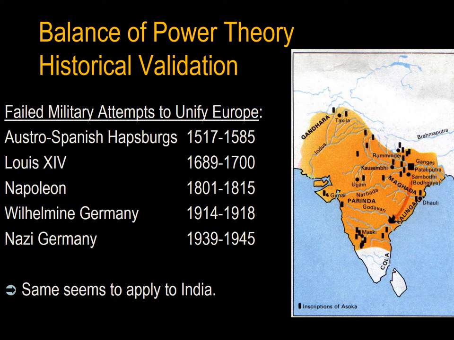The balance of power also applies to India. India was never unified, specifically in its largest pre-modern empires. It never contained the Chola Peninsula in the south. Chola is not weak. Chola is the center of global commerce that goes through the Indian Ocean from China to the Middle East to Europe.